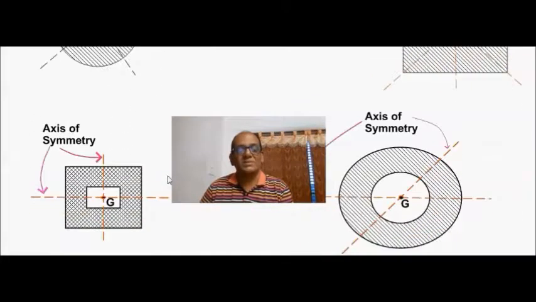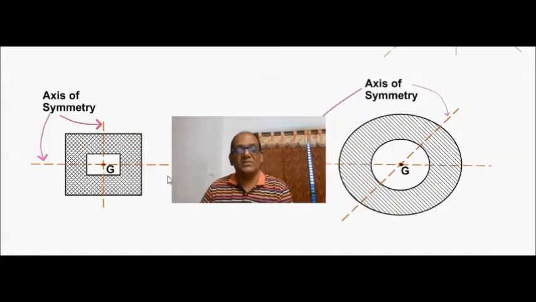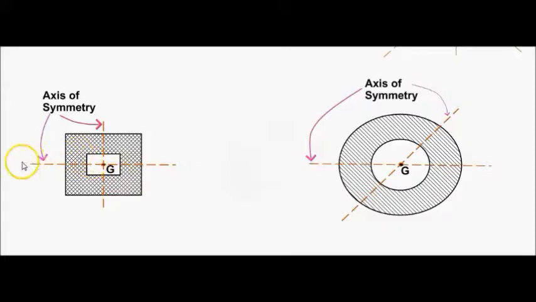Look at some more cases. Let us look at the case of this rectangular lamina in which a hole is made. Again, you can visually see that this is an axis of symmetry. This horizontal line is an axis of symmetry. This vertical line is an axis of symmetry. Their point of intersection locates the centroid. Note now that the centroid is not lying on the plate because this is a hole.